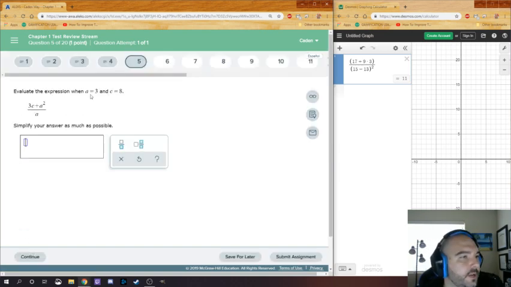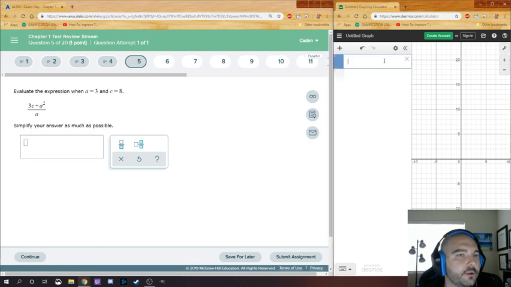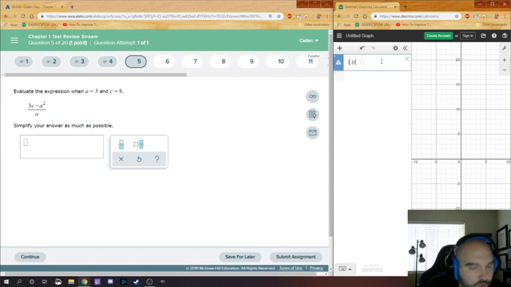Evaluate this expression when a equals 3 and c equals 8. This is kind of like, maybe you recall recently we did a lesson on function notation and plugging stuff in. That's kind of what we're doing here. We're just plugging in a couple numbers. So just plug it in as it is. 3c, which equals 8, plus a squared divided by a, which is 3.